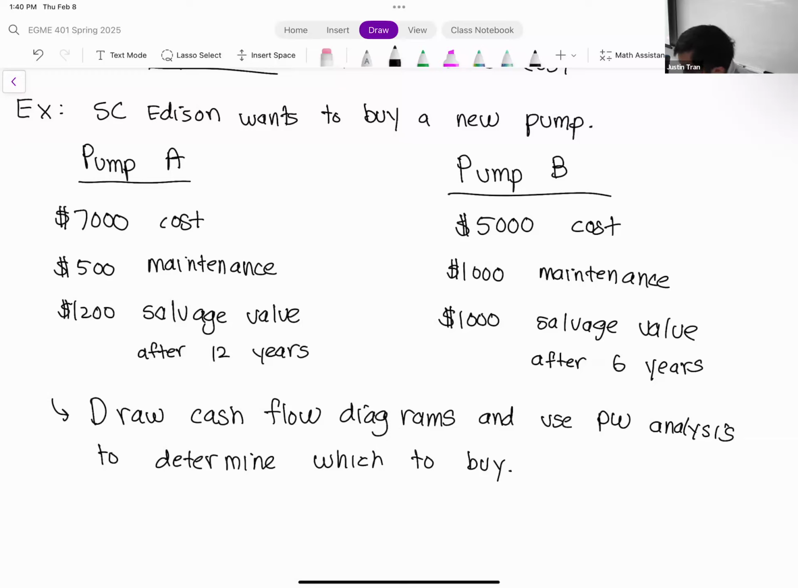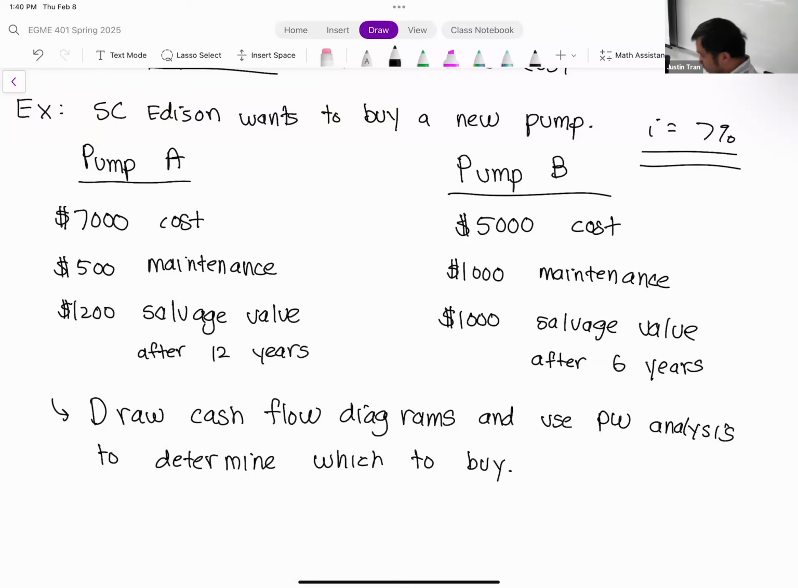Oh, we need the interest rate. I always forget to get the interest rate. The interest rate in this case is 7%. Okay. All right. Any questions on the setup of the problem? Okay. All right. So let's go ahead and get started.